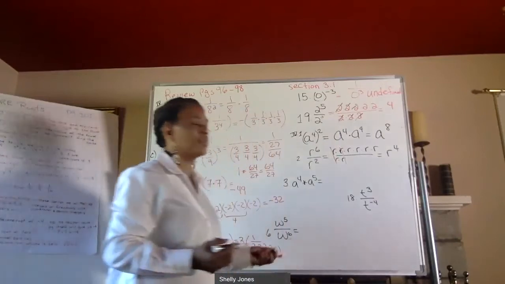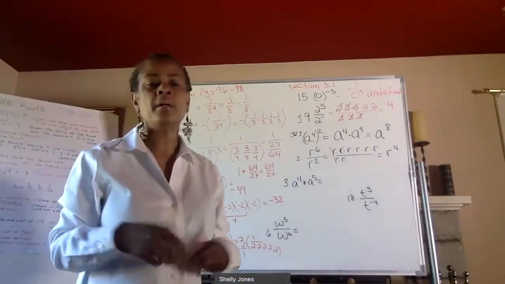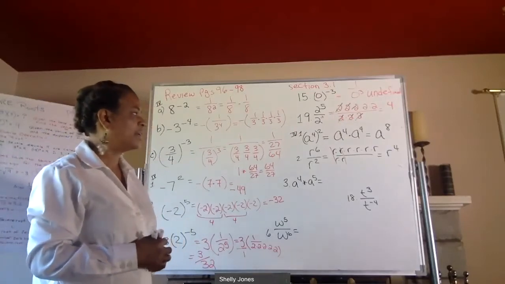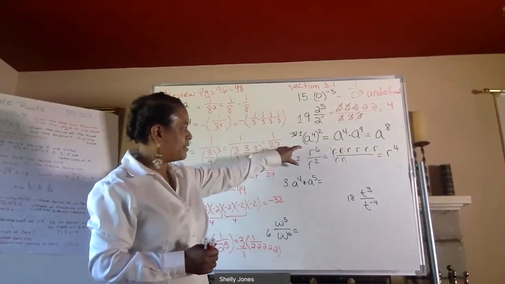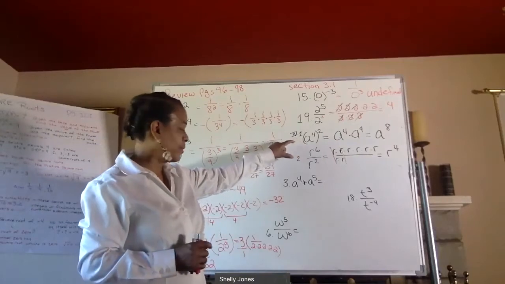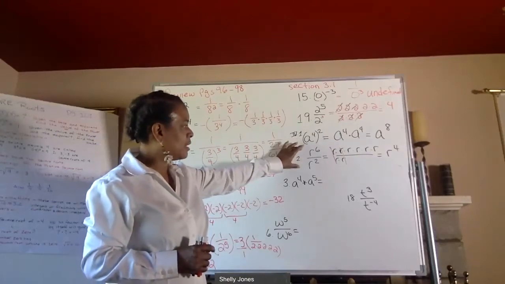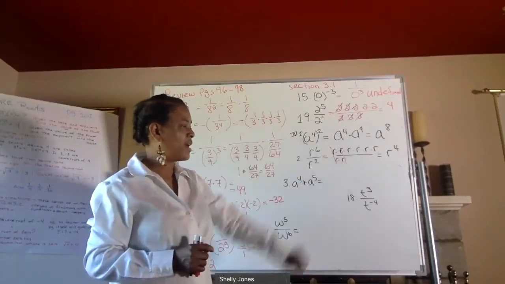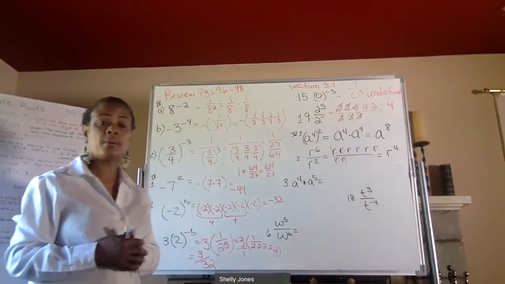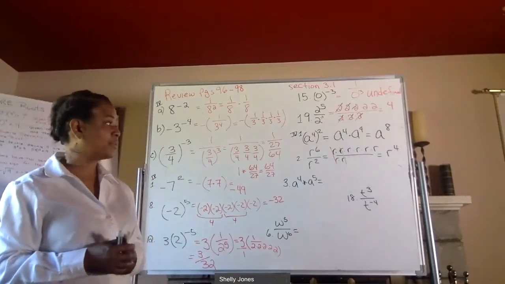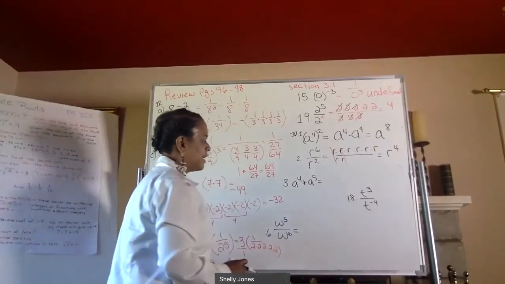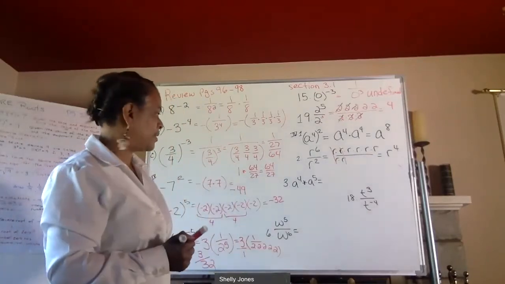I could say R to the 4th over 1, but I'm just going to say R to the 4th because that's more simplified. So the pattern so far that I see, and I wonder if it always works, is if I subtract 6 minus 2, then I know I have 4 of those left over. All right, let's do the next one. A to the 4th times a to the 5th.